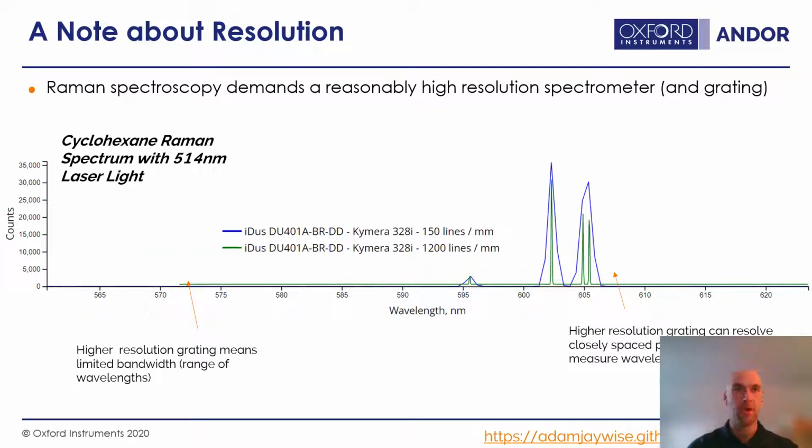a note about resolution. Just wanted to talk very briefly, and we'll segue tomorrow into actual measurements and actual applications. But Raman spectroscopy demands a reasonably high resolution spectrometer and grating to go with that spectrometer. So this was just to address the point of why you would be unlikely to measure good Raman spectra with a photoluminescence spectrometer, one that isn't quite loaded for bear in the same way that you would have for a purpose-defined Raman spectrometer.